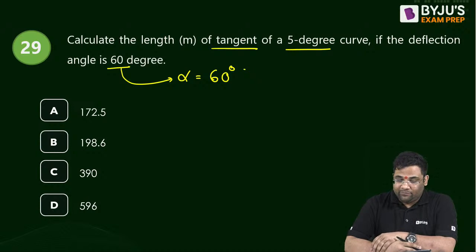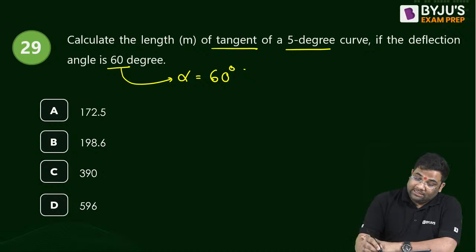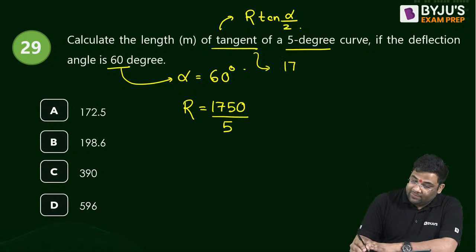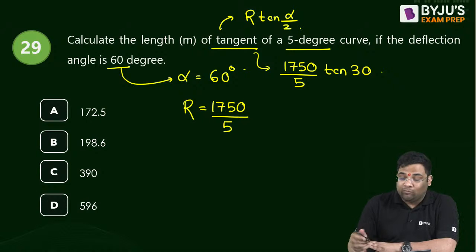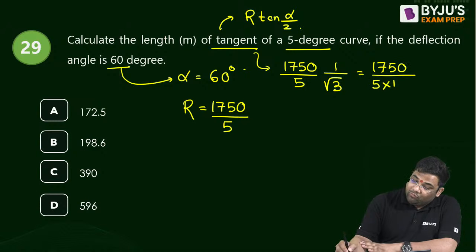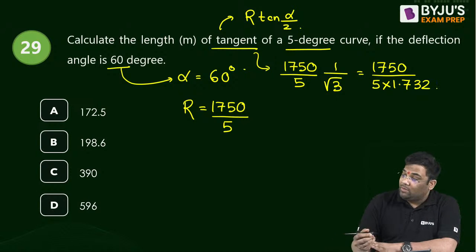Answer this question, a straightforward question. Tangent length is simply what? R tan alpha by 2. Very simple. Now R is what? R will be 1750 by the degree of the curve, which is 5, right? So the tangent length will be 1750 by 5 times tan 30 degrees. Now how much is tan 30? Tan 30 is 1 by root 3, right? You can do this calculation: 1750 by 5 into 1.732. You should know the square root.